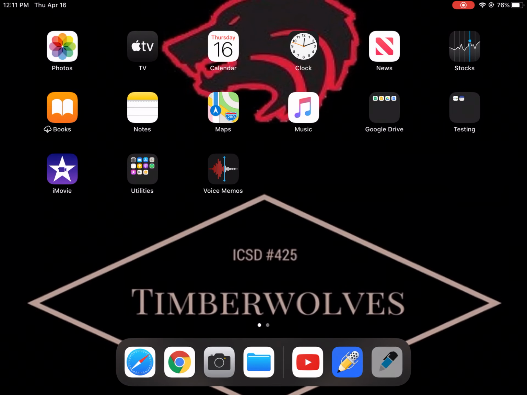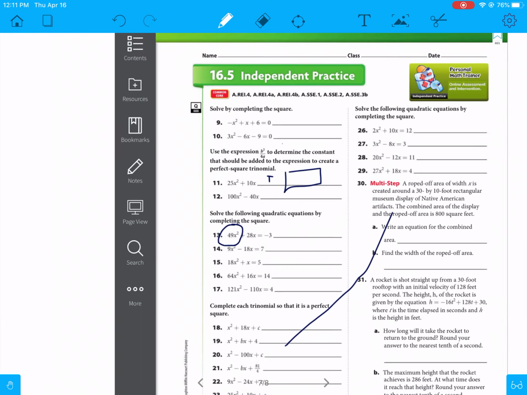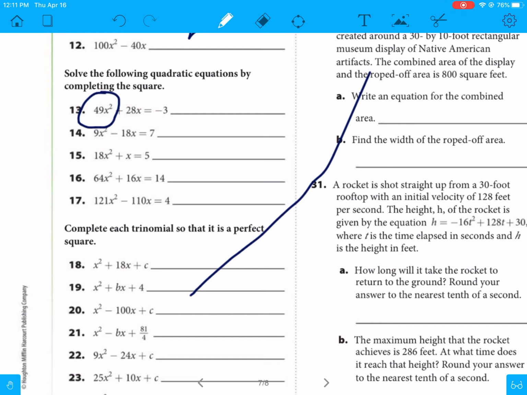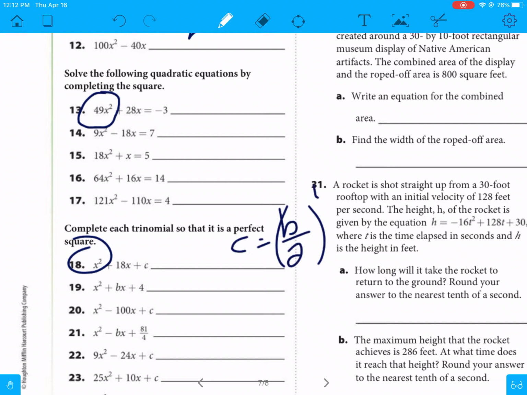Now, for 13, I believe 18 was the last question. So number 18 says complete the trinomial so it is a perfect square. Since there's nothing in front of the x squared, you're going to use your b, so it's just c equals b divided by 2 squared. So your b is 18. 18 divided by 2 is 9. 9 squared is 81. And that's all you're going to have to do with that.